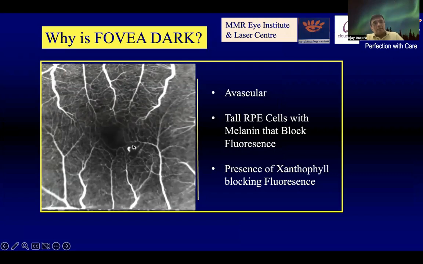Now, here you have a leaking microaneurysm. So you can demonstrate the capillary network so beautifully in the macular area. But the reason why the fovea is avascular is because there's a highest concentration of cones, and the light goes unimpeded to the cones here. There are tall RPE cells present with melanin that block fluorescein. Hence, and also because of presence of xanthophyll, which blocks fluorescence in this area.